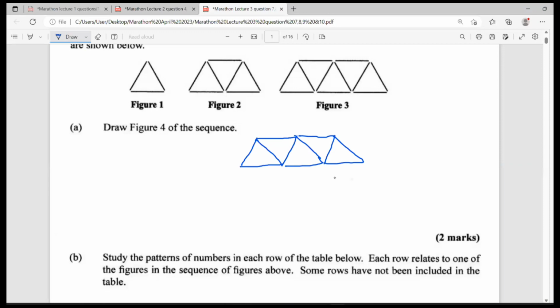That's what number 3 looks like. So number 4 will look like this. All right, so that's what the 4th figure should look like. So everybody should collect that 2 mark.